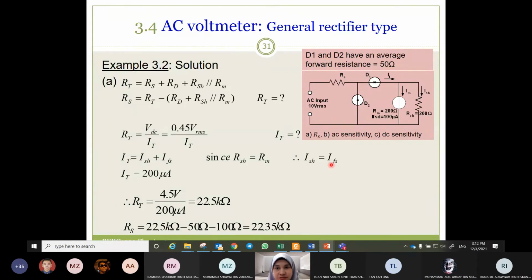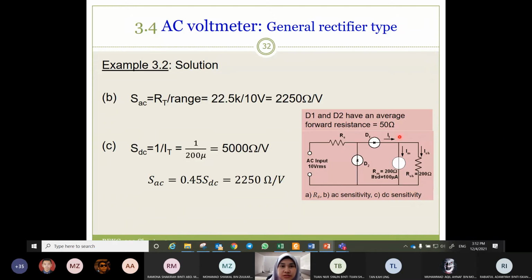And then the next is to find SAC and SDC. SAC can be found by using this formula: R total divided by the V range in AC, because this is AC. So 22.5 K divided by 10 volts, you will get this. Or you may find SDC first, because SDC is equal to 1 over I total, 1 over 200 micro. We get this. So SAC is 0.45 of SDC, and you will get the same. Any question?